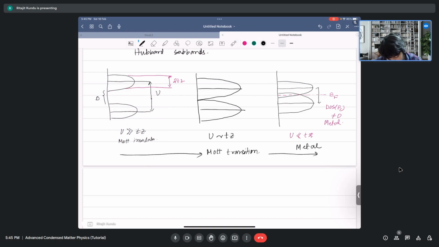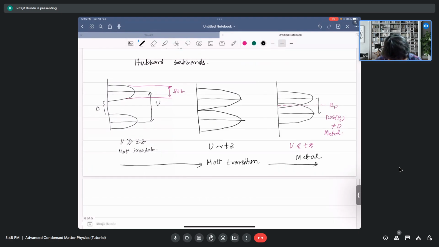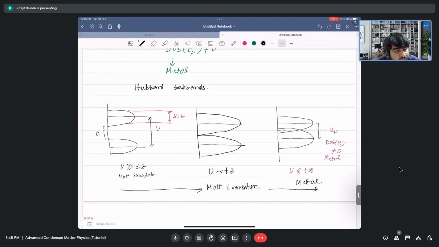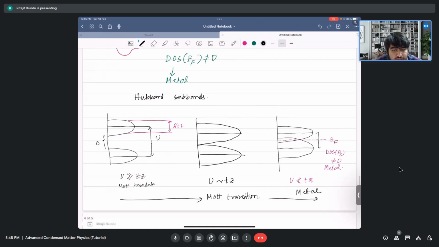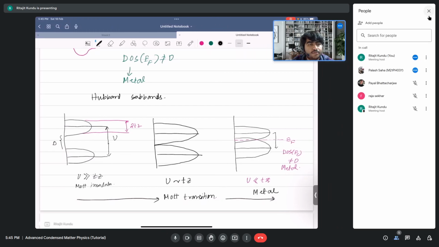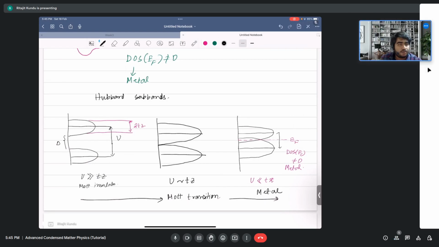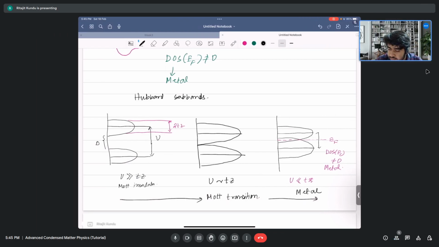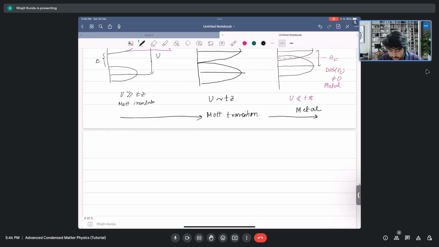So, any questions? This is very phenomenological; I have not done any mathematics, just to give you some idea about this very interesting physics because of interaction. Is there any question? No, sir. Okay, let's move on and do something somewhat simpler than these Hubbard models.